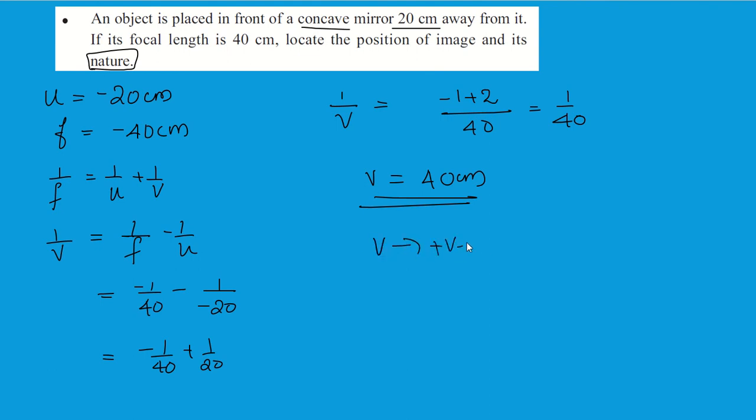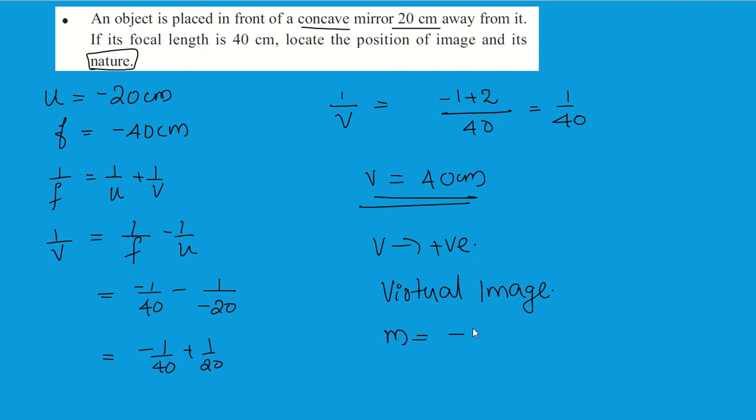V is positive. When V is positive, that means it is on the right side of the mirror. So when the image is formed on the right side of the mirror, it is a virtual image. Okay, so this is how we identify the nature. It's a virtual image. What about the magnification?